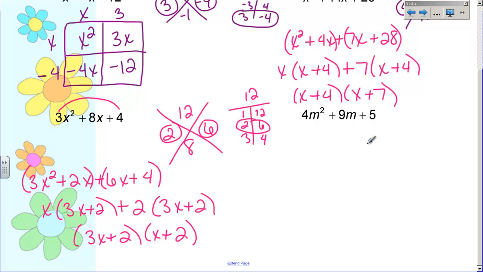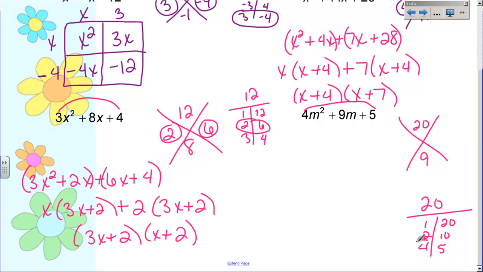So let's try one more, just for the sake of trying one more. This one has a leading coefficient as well, so you make your x, and you multiply first number times last number. Well, 4 times 5 is 20, and the middle number is 9. So we're going to list our factors of 20. I have 1 and 20, 2 and 10, and I have 4 times 5. Well, 4 times 5 are the ones that add up to make 9.